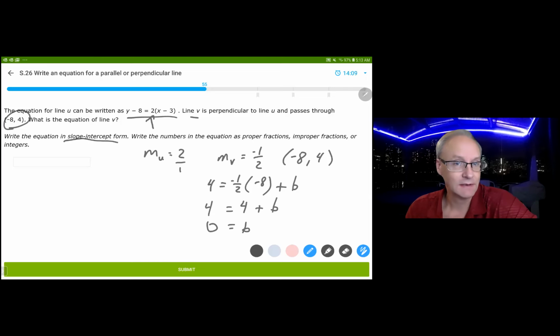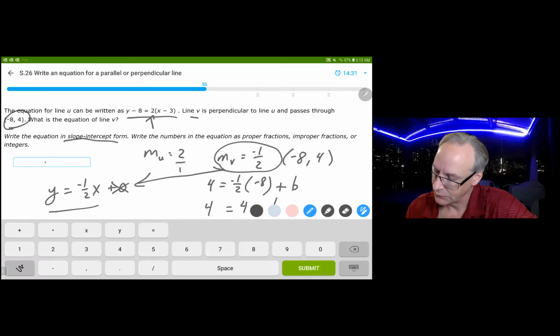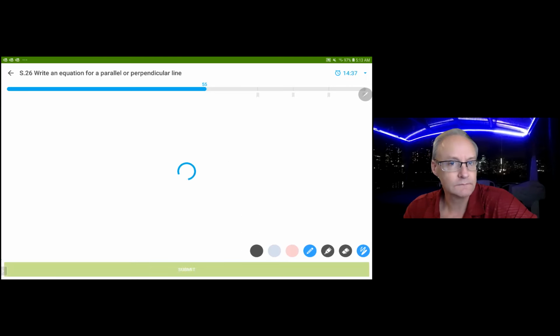Don't freak out. It's not that big a deal. We want v to have this slope, but we want it to have a y-intercept of 0, don't we? So it's just y equals -1/2 x. That's all. Don't put the plus 0, because that wouldn't be considered to be simplified. This would be the answer right here. So we'll put it in. Y equals -1/2 x. Done.